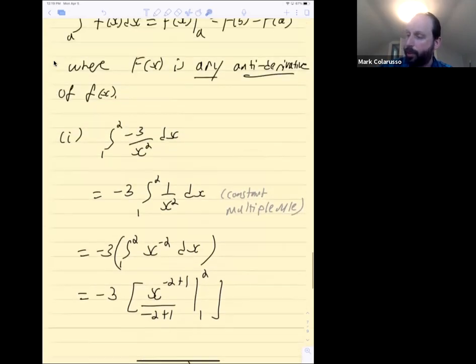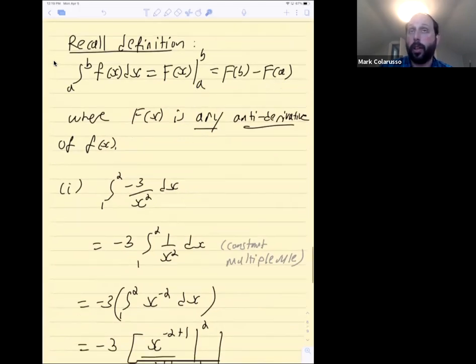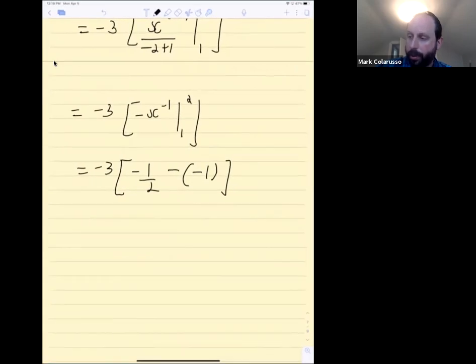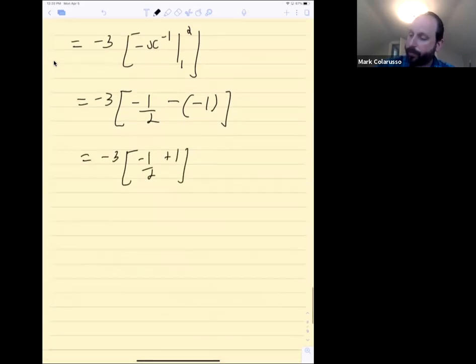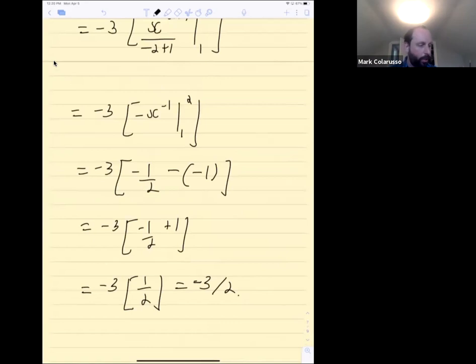That's what this little gadget does. You're subtracting the bottom limit of integration, the lower limit. So it's minus and minus, so be careful. It's a common mistake. People forget to subtract. So it's -3 times minus 1/2 plus 1. It's -3 times 1/2. It's -3/2. Okay, so that's our first definite integral done.